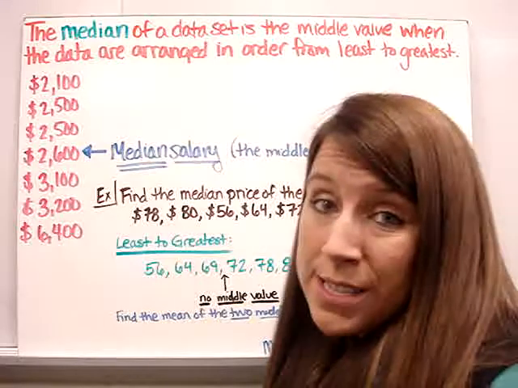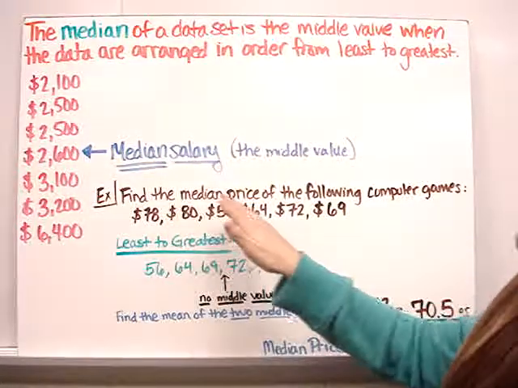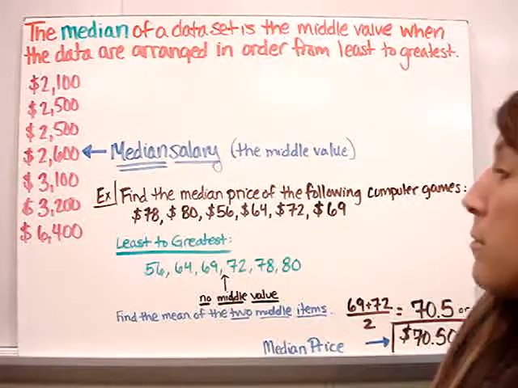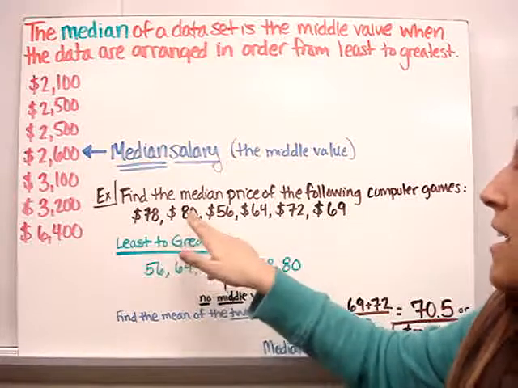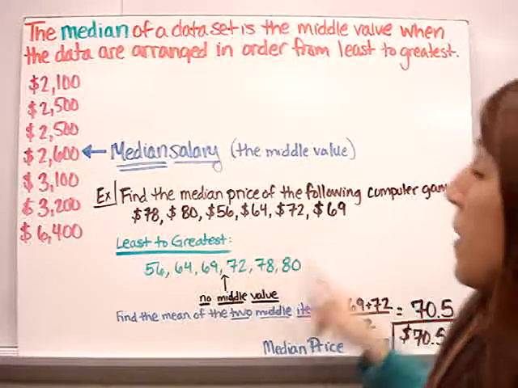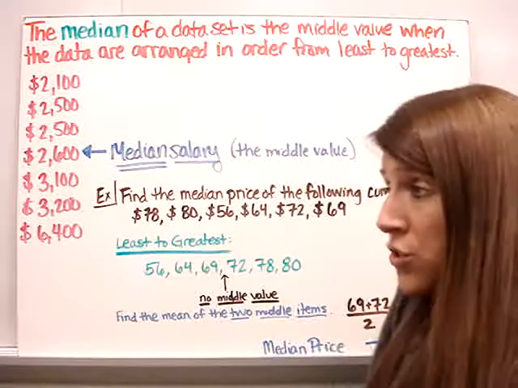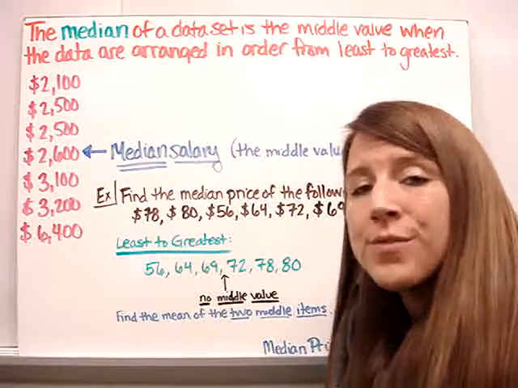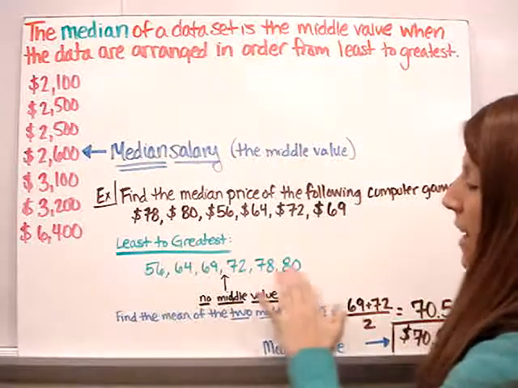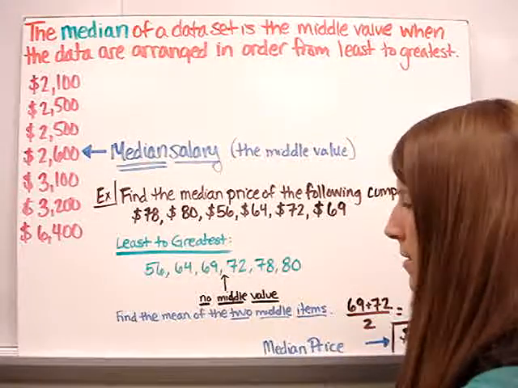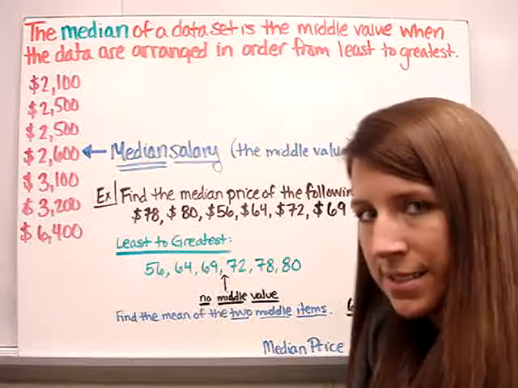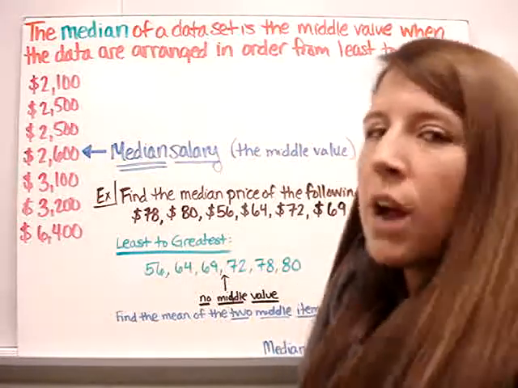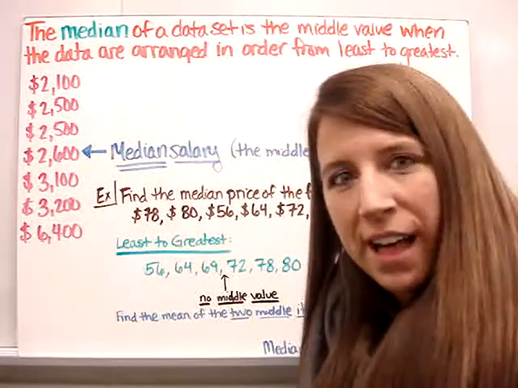So let's try to do this one on our own. Find the median price of the following computer games. Here they are listed: $78, $80, $56, $64, $72, and $69. Well, first, to find the median, I have to arrange all of the costs from least to greatest. So I have done that here. But you'll notice there are 6 prices. So how do I find the middle price if there's not a middle value?